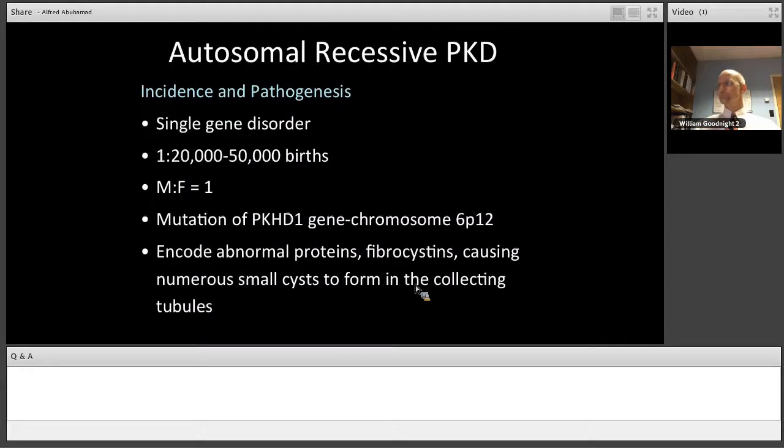Okay, so autosomal recessive polycystic kidney disease, incidence and pathogenesis. It's a single gene disorder. To my understanding, they have not mapped the location, but they know what causes the disease. It's on chromosome 6p12. It's responsible for the protein fibrocystin that causes numerous small cysts to form in the collecting tubules.